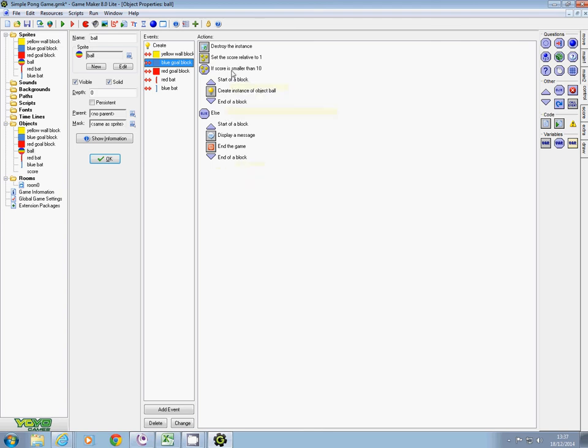So now what I'm saying is, if the score is less than 10, just put the ball back in the middle and keep playing. When the score gets to 10, then say that blue has won.